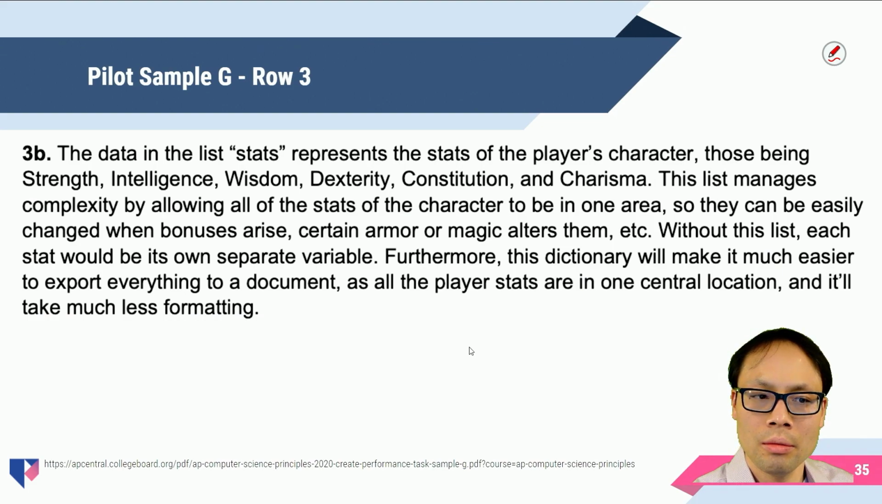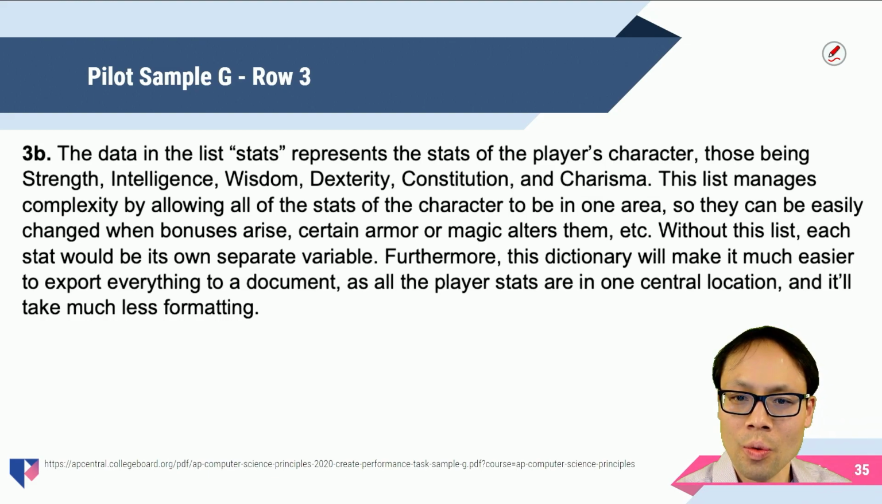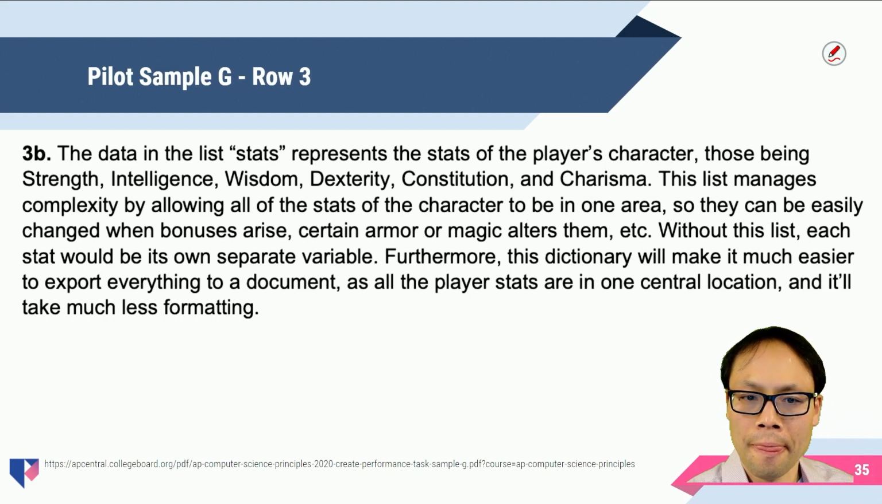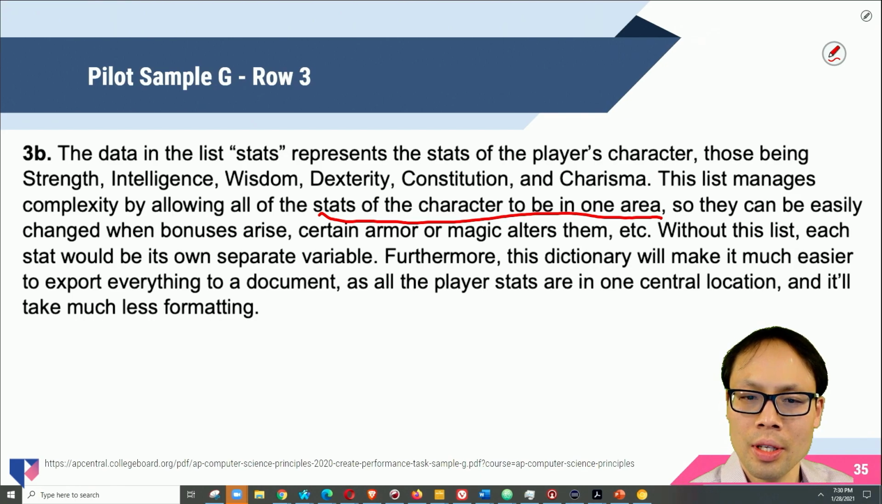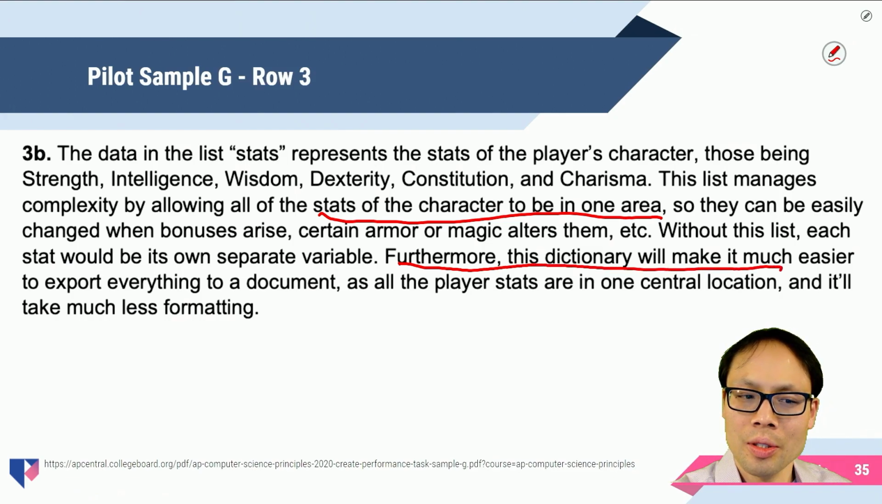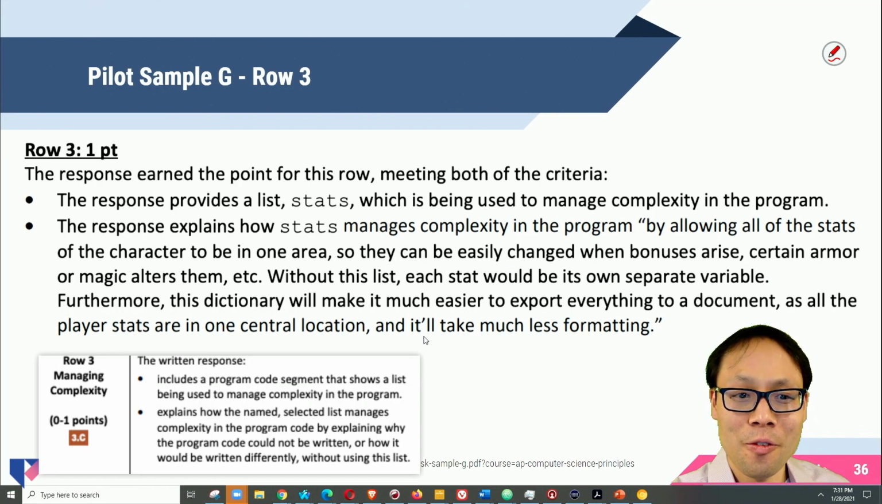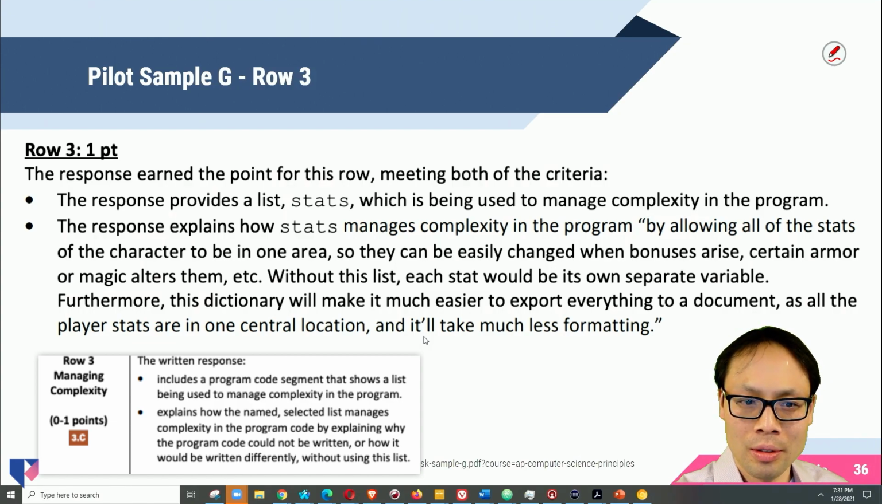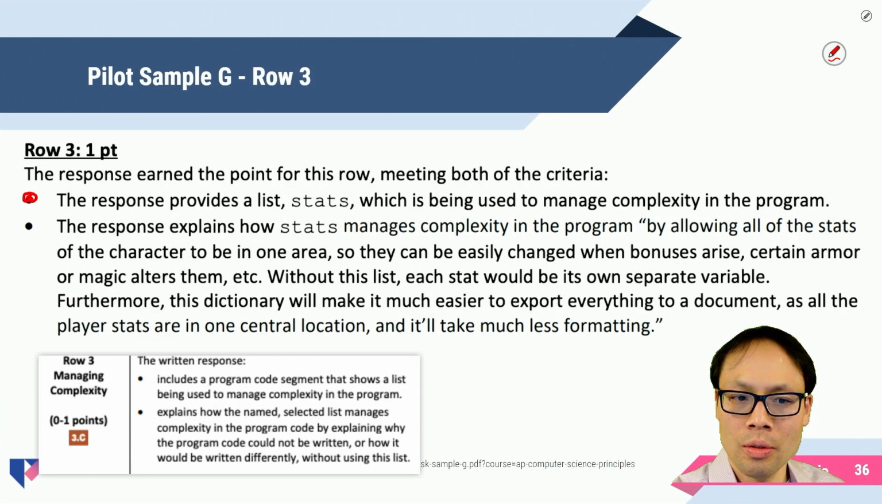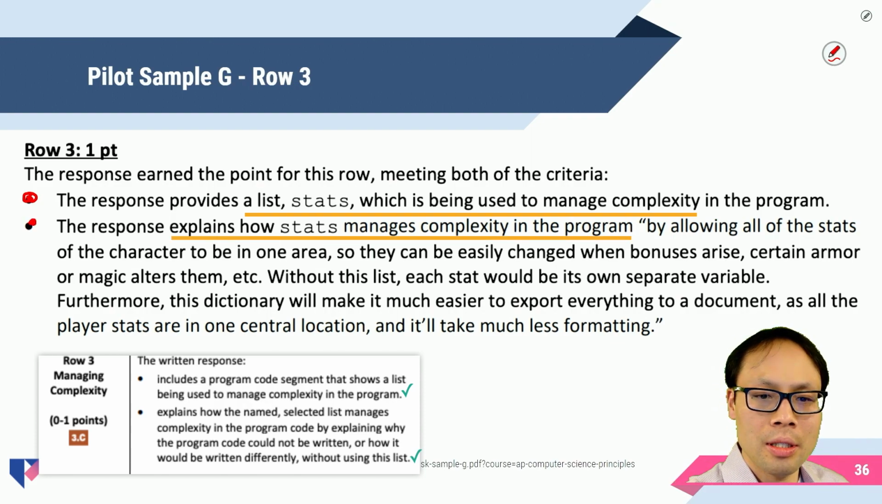So row 3, this is what the student wrote in row 3 here. So the data in the list stats represents the stats of the player's character. Okay, the list manages the complexity by allowing all of the stats of the character to be in one area, so they can be easily changed. Okay. Furthermore, this dictionary will allow it to be easier to export everything to a document, as all player stats are in one central location, and it's taking much less formatting. The College Board, the reader here, gave full credit for this. The response earned the points for the row because the student talked about the list and explained how the list worked.